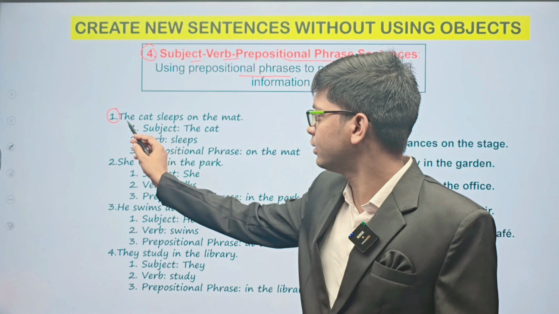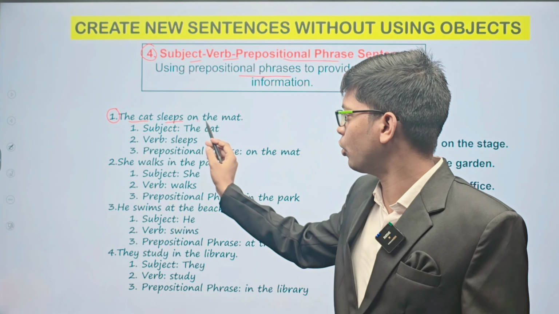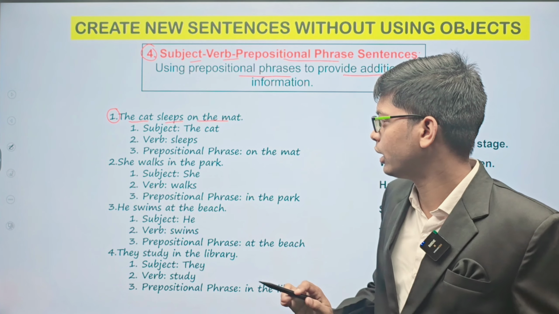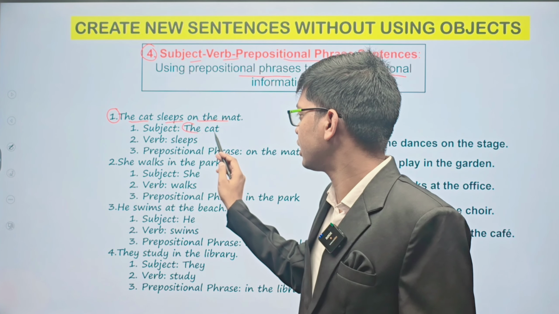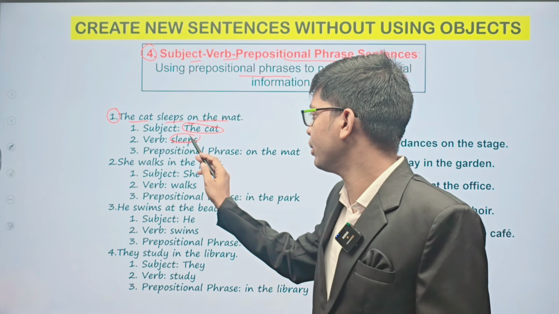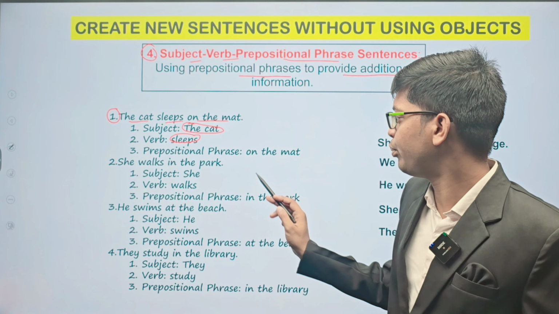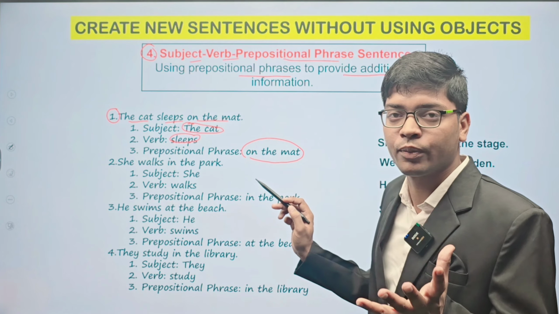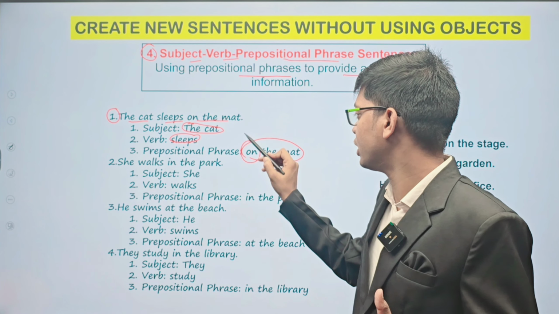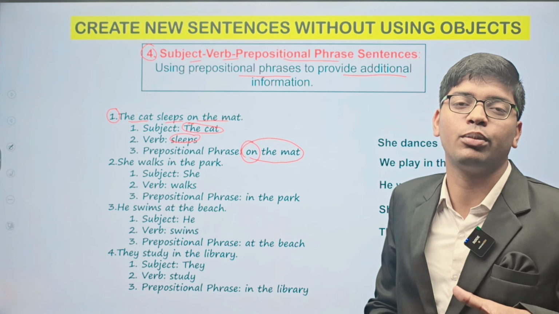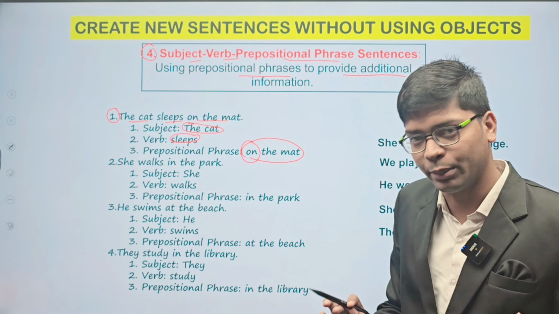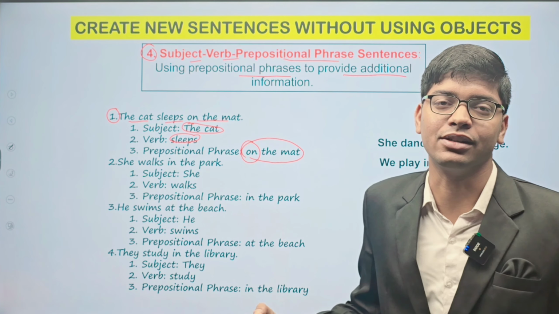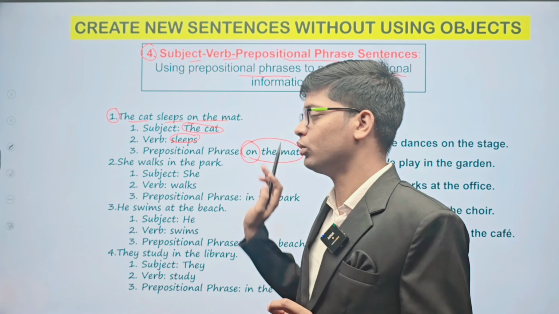The cat sleeps on the mat. The cat is the subject here, sleeps is the main verb, and the prepositional phrase is on the mat. On is a preposition here. So the prepositional phrase is on the mat. You can create this type of new English sentence.